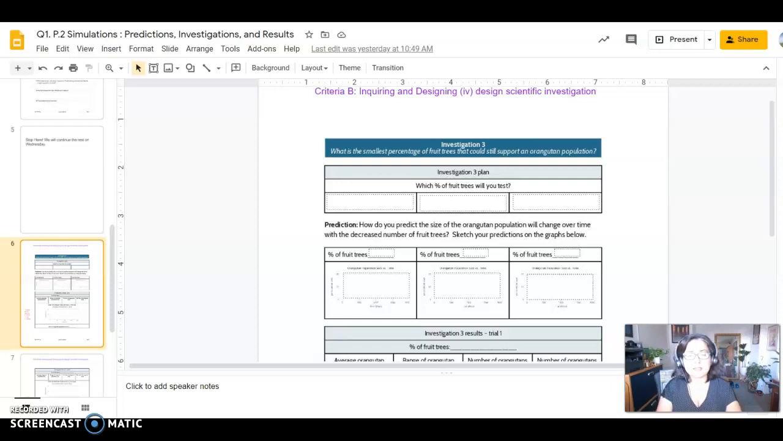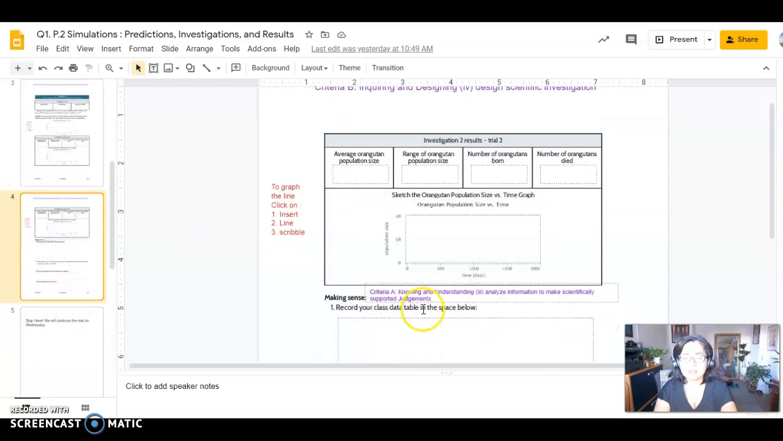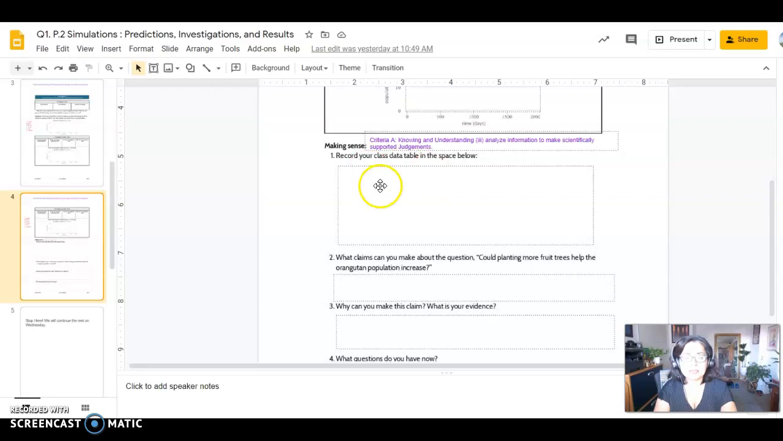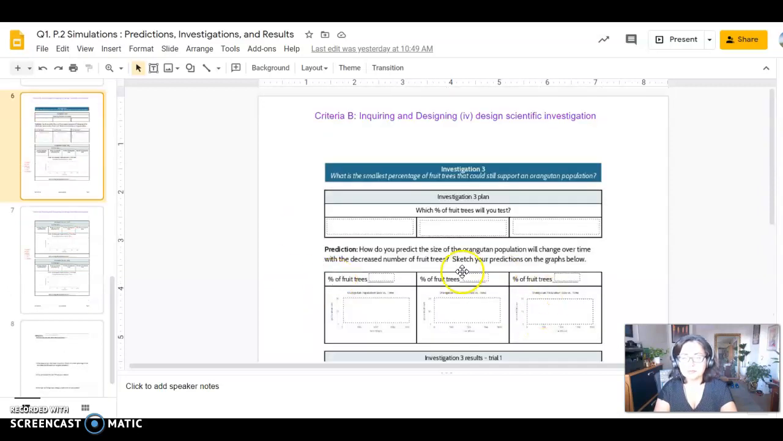So you're going to decide what 3 percentages of fruit trees you're going to plant. You obviously don't want to pick the percentages that you already picked, right? When you get to this, it will probably be helpful to look at our whole class data that we did together to decide on this question. Record your class data table here. So we'll record that, and this might help you decide what percentage you want to try here. And the hope is that we will get done with all the slides today.